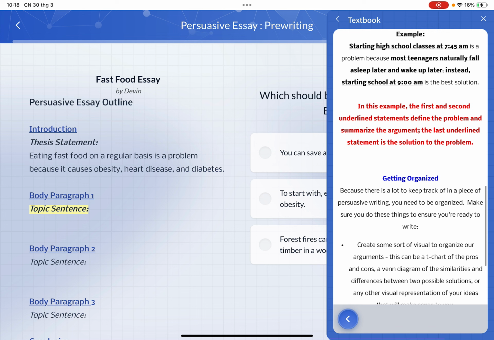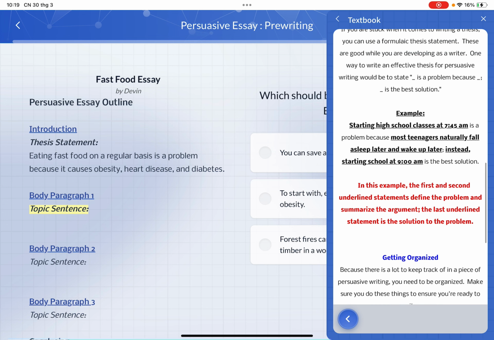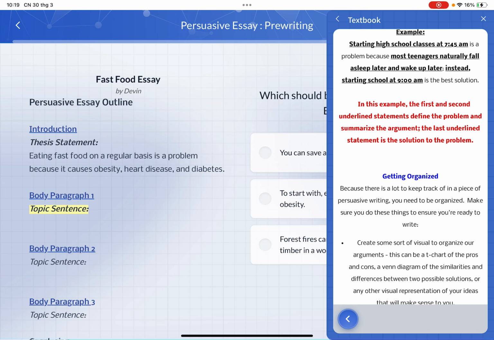Okay. For example, starting high school classes at 7:45 is a problem because most teenagers naturally fall asleep later and wake up later. Instead, starting school at 9 is the best solution. In this example, the first and second underlined statements define the problem and summarize the argument. The last underlined statement is the solution to the problem.